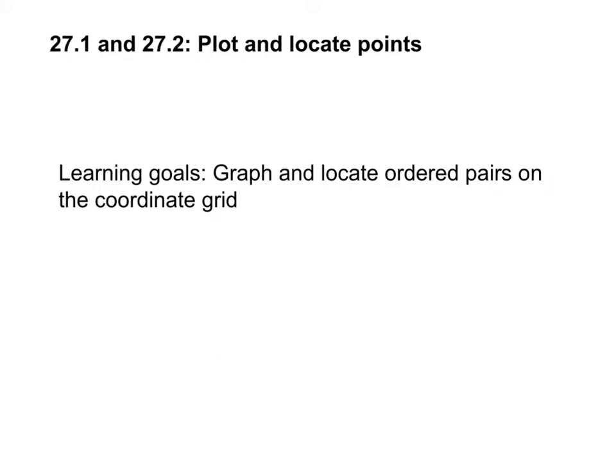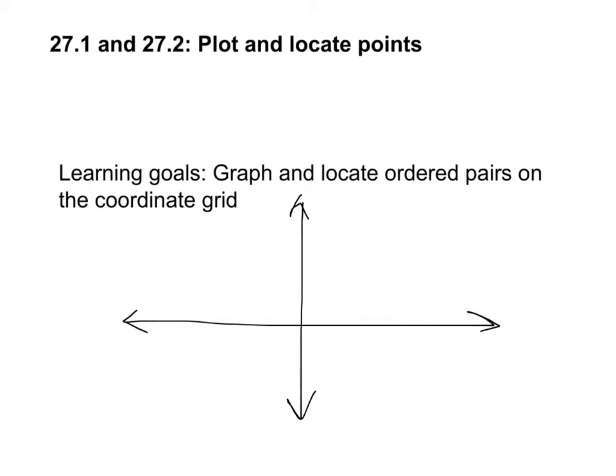What do we need in order to have a coordinate graph or a coordinate grid? A coordinate grid always needs an x-axis, which goes this way. And those arrows mean that line goes on and on and on. Does it ever end? No. And then there's a y-axis, which goes up and down and never ever ends. And of course it forms a perpendicular or 90-degree angle.